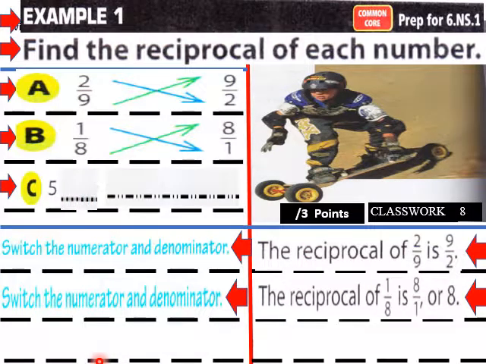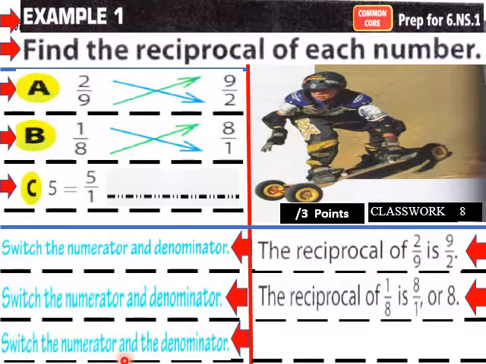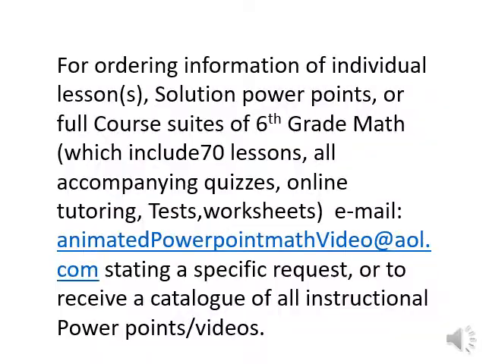And then C, what's the reciprocal of 5? Rewrite as a fraction. How do we write a whole number as a fraction? 5/1. And then to find the reciprocal of that, switch the numerator and denominator. It'd be 1/5, so the reciprocal of 5 is 1/5.